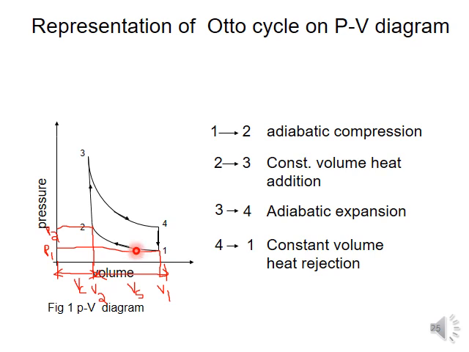Moving on to the second process, 2 to 3, which is constant volume. Observe that the line from 2 to 3 is parallel to the y-axis. Whatever the value of V2 and V3, it is the same. In a constant volume process, V2 is equal to V3.